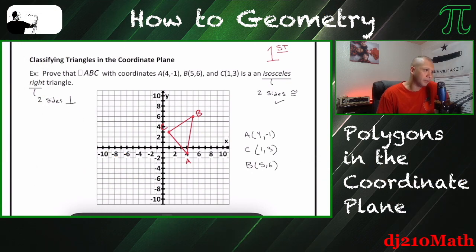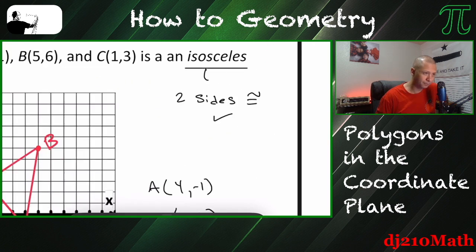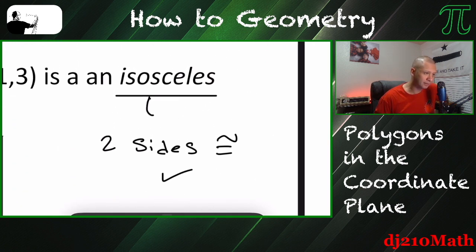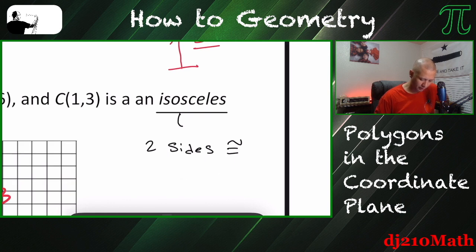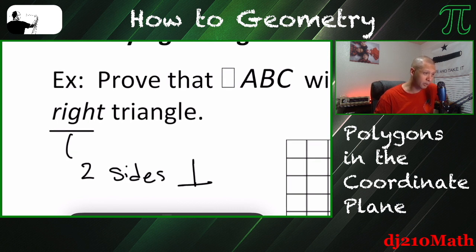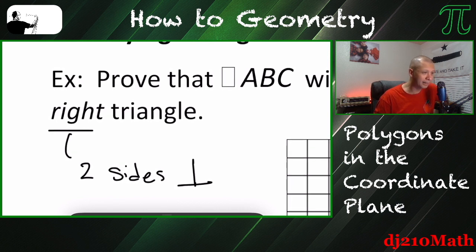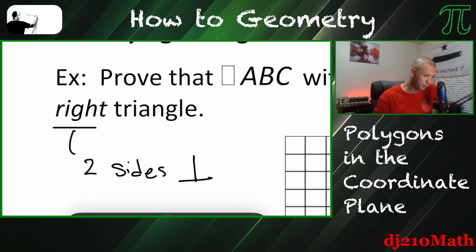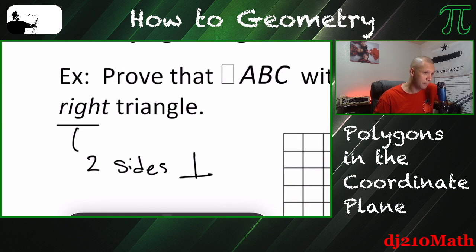Okay, so the first example we're going to look at is classifying this triangle in the coordinate plane. We want to prove that triangle ABC with these coordinates is an isosceles right triangle. So for an isosceles, we need to show that two sides are congruent, because that's the definition of isosceles. Then we want to show that it's a right triangle, that two sides are perpendicular, meaning that they meet at a right angle, 90 degrees. So to do that, we'll show that two lines are perpendicular.